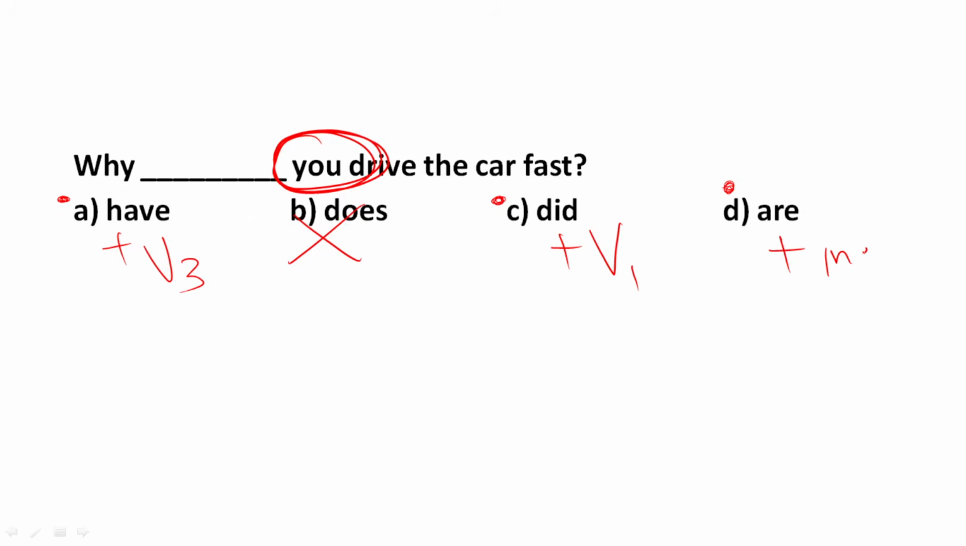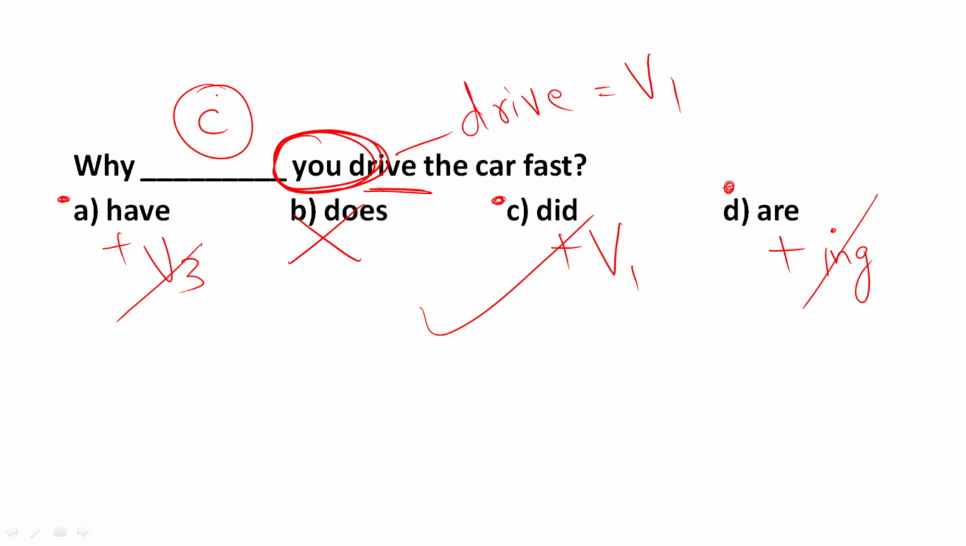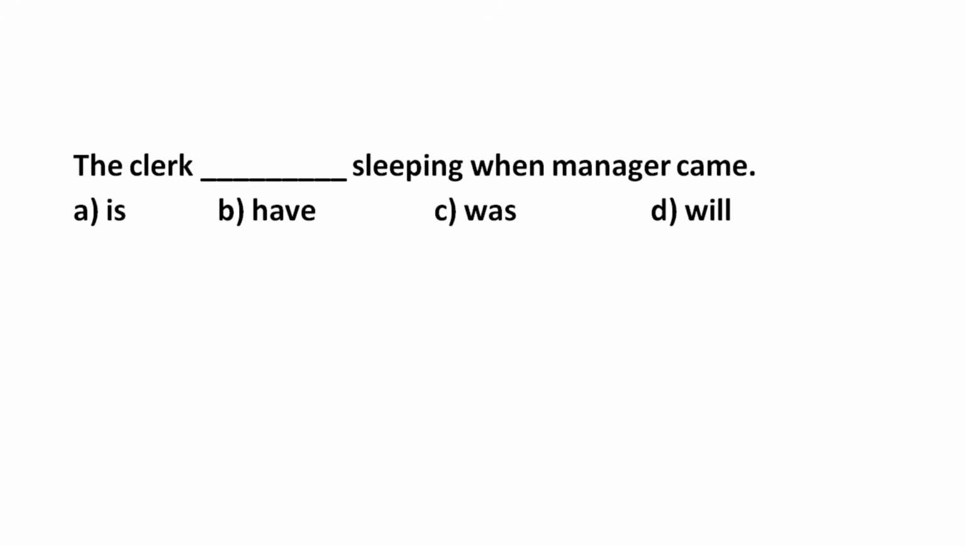When R comes, ing comes. Now, the verb used here is drive. Drive is the first form. So naturally, this goes wrong. Only the C option is the right option. Why did you drive the car fast is the right option. I hope the point is clear. We'll go to the next question.